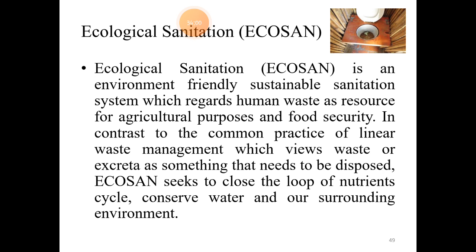These are all the different synonym names which are given for the ecological sanitation process. Ecosan, in short, is an environment-friendly, sustainable sanitation system. It includes usage of the human waste as an agricultural resource. I mean, in this method, nutrients present in the human waste are recovered and reused. Also, water is conserved, and the environment is protected from pollution.